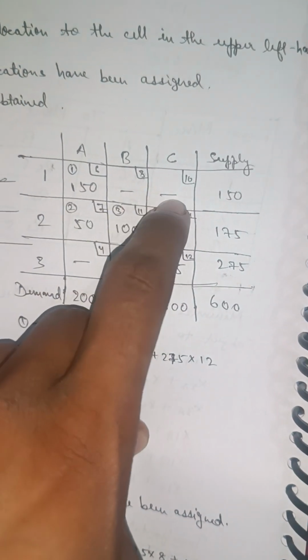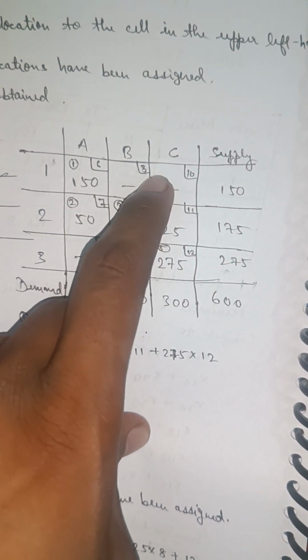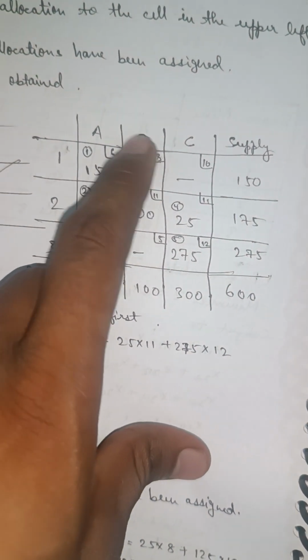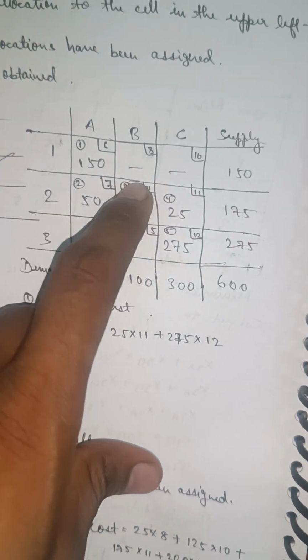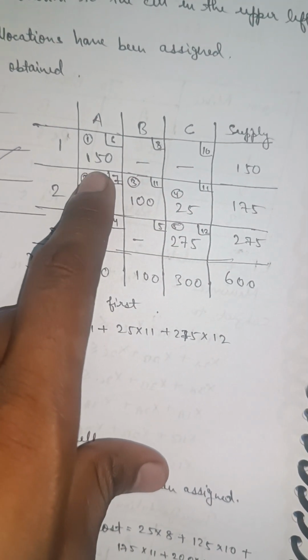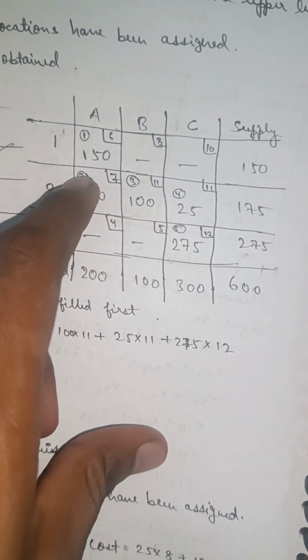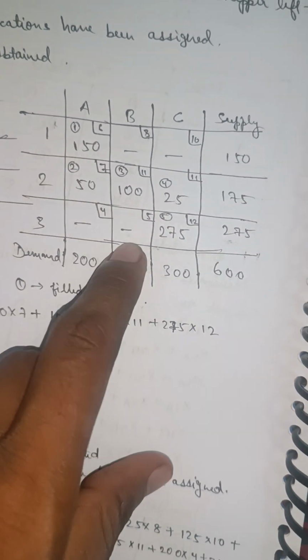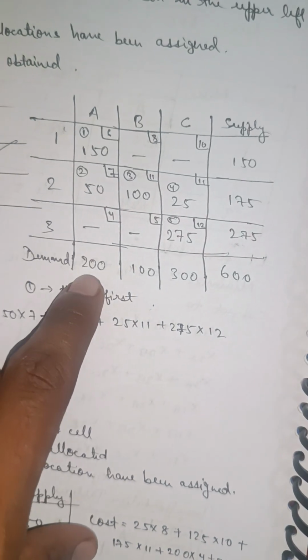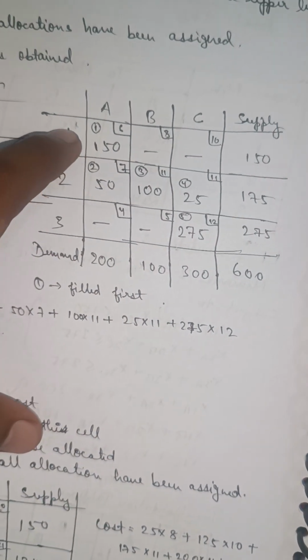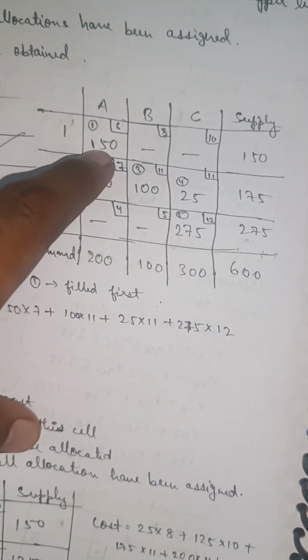Then all the other cells of this row cannot be assigned any value, so we will cancel that. And coming to the next northwest corner cell, this one is the next most northwest corner cell. Here we can fill 50. Okay, because the total demand is 200, 150 we have filled earlier, and the left 50 we will fill it here.